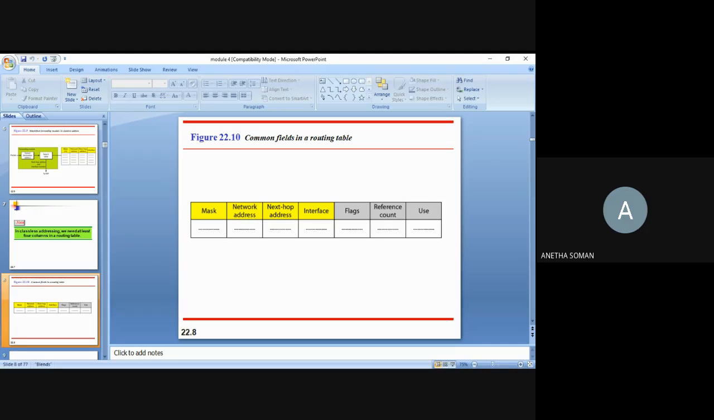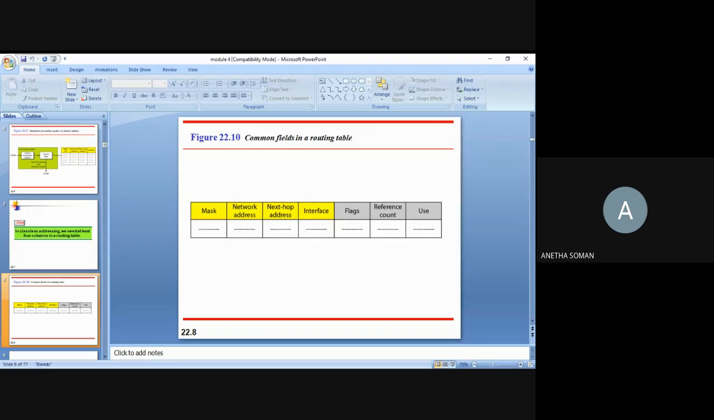Okay. Now, the third field is the next hop address. The next hop address is nothing but a path. See, I have told you, if you are considering your source host and the destination host, maybe they will be connected through several physical networks. So many routers will be there. So which is the nearest router? That is the meaning of next hop.